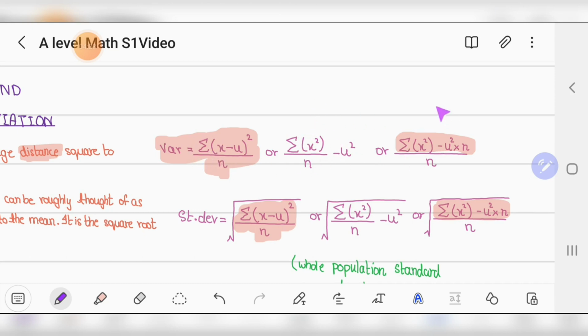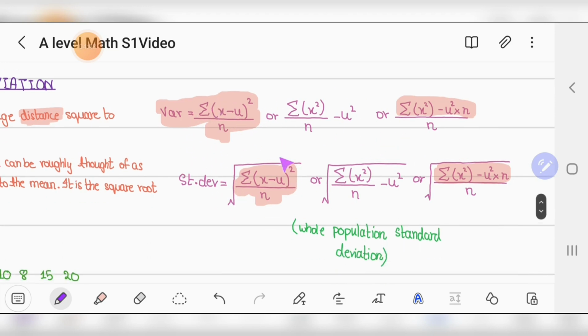I prefer using this one or this one, because it really helps me to solve it. But if you want to do it fast, you can use this as well. Standard deviation is the square root of variance. And this kind of standard deviation is known as the whole population standard deviation.